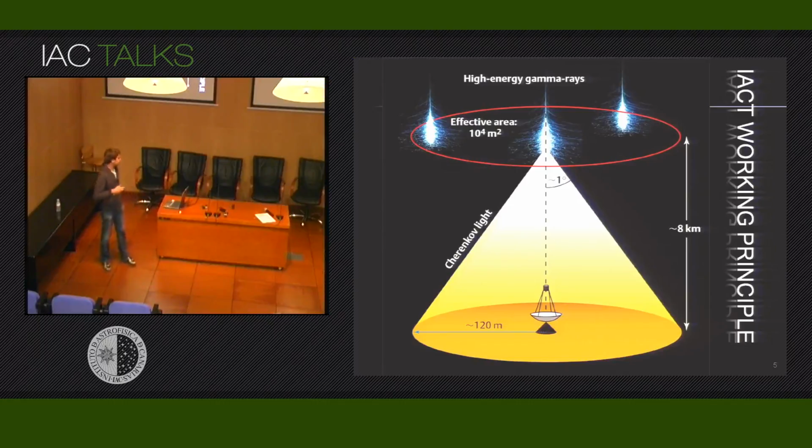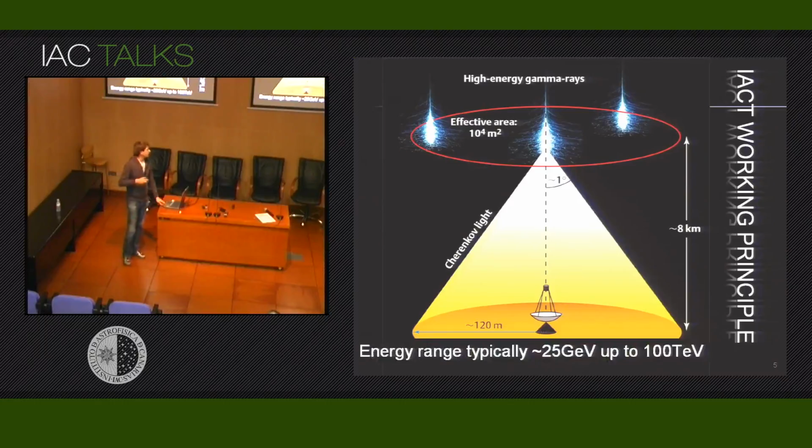The energy range we can cover with these goes typically from 25 GeV. This is especially Magic with a special trigger for low energies. Other telescopes are higher, 100, 150 GeV, up to 100s of GeV. So we cover a very large range and also a very high range.